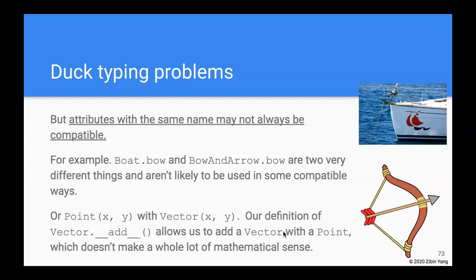But in terms of the math, it really doesn't make a whole lot of sense to add a vector, which is again aligned with the direction and the length, with a point. So this is another case where duck typing does not work.